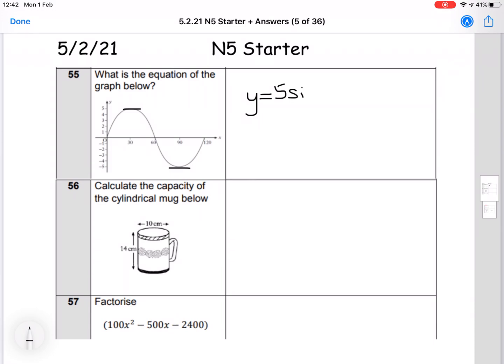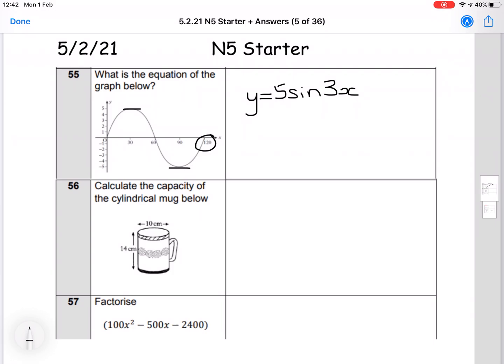We then have that it's a sine graph, and then we can see here that this graph goes up to 120. So we have one sine wave here up to 120. So we would have 3 of these in between 0 and 360. So that makes this period value here a 3. So it's y equals 5 sine 3x.